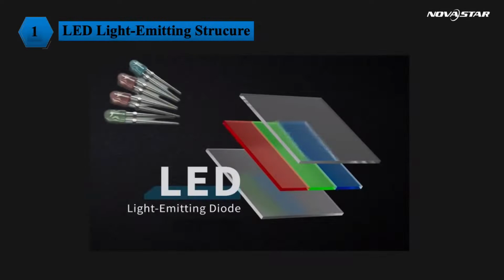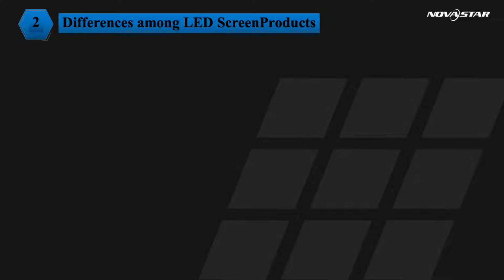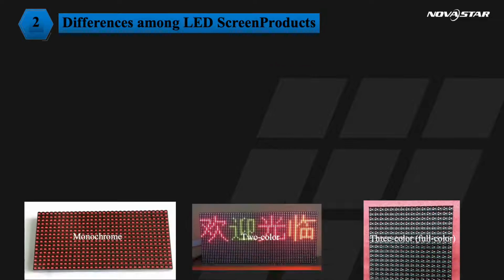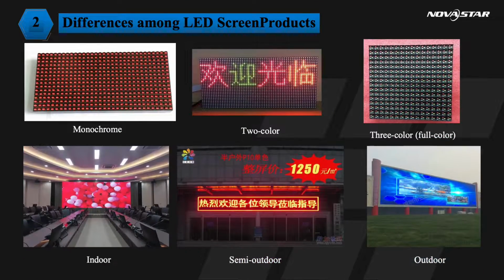Well, LED is the abbreviation for light emitting diode. It is the semiconductor device that emits light when current flows through it. The LED module is made of LED pixels, which are driven by ICs. According to the color, the LED modules have monochrome, two-color, and full-color designs. And according to usage type, they are divided into indoor, semi-indoor, and outdoor.